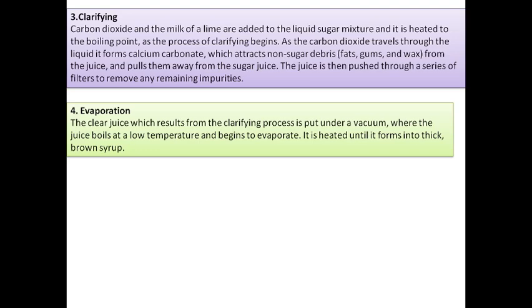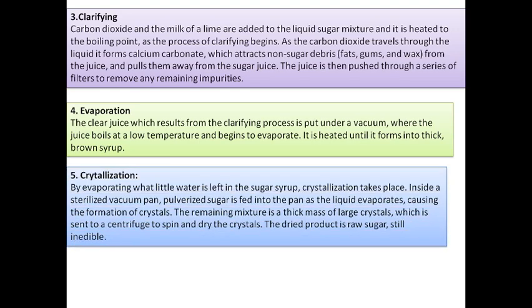The clear juice which results from the clarifying process is put under a vacuum, where the juice boils at a low temperature and begins to evaporate. It is heated until it forms into a thick brown syrup. Now what we get from this is a thick brown syrup. Now next is crystallization. What we have to get from this? We have to get the crystals, the sugar crystals.